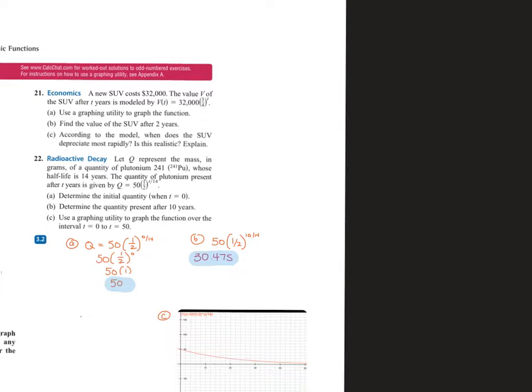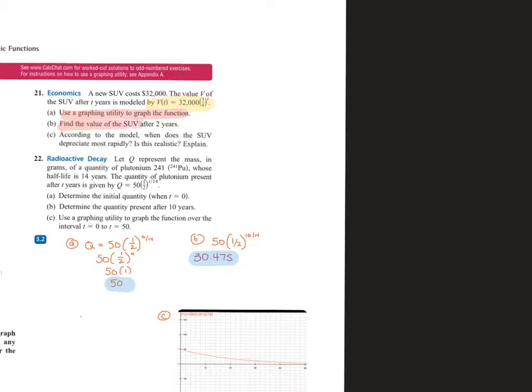Like 21 says, a new SUV costs that much money. The value of the SUV is modeled by, so there's a depreciation happening here, and it's giving you the model. So it's giving you V of t equals 32,000 times (3/4)^t. It says use a graphing utility to graph that. So you're just going to plug that into the graphing utility for that one.